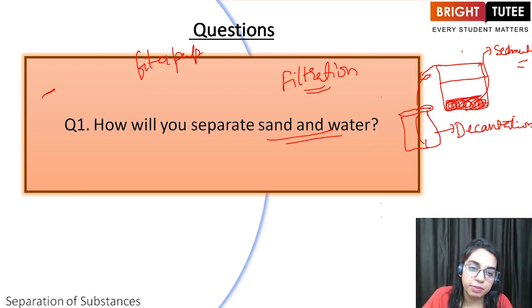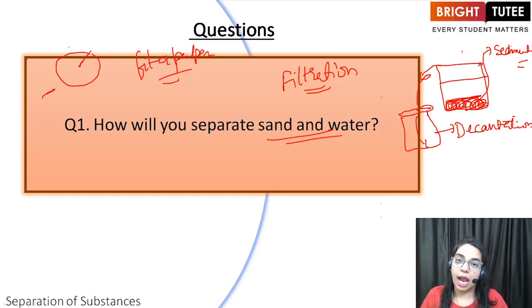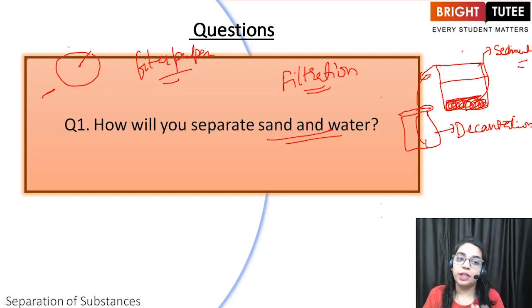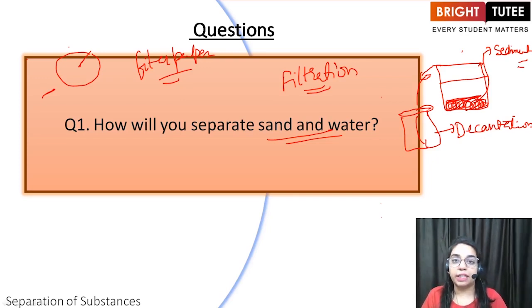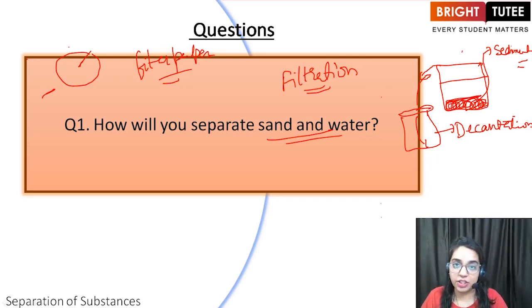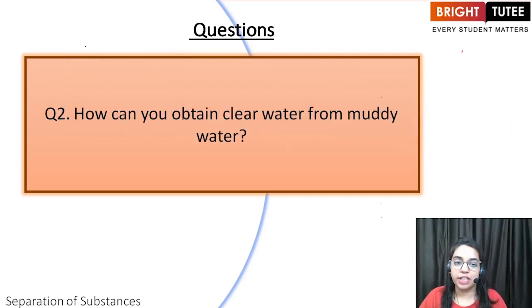filter paper. We can fold it in such a way that it forms a cone, and we can place it in the funnel and pour the mixture of sand and water into it. Sand particles will be collected on the filter paper, whereas water can be collected in some other beaker. So this is the process wherein we are using three processes simultaneously. First we used sedimentation, then we did decantation, and finally with the help of filtration we separated the mixture of sand and water.